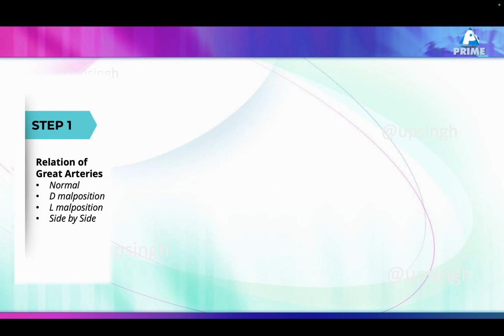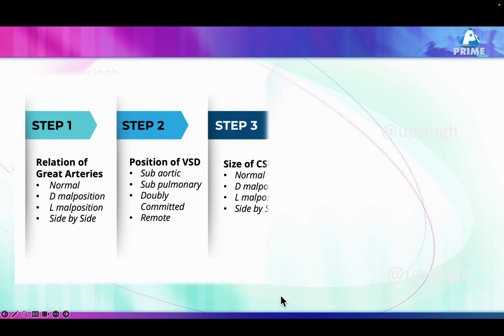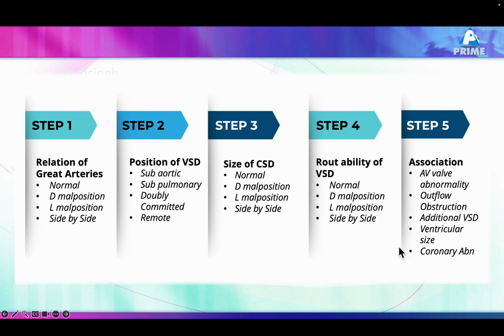So now to summarize, when you are looking at a DORV, what are the steps you should follow? One, look at the great artery relationship. Secondly, look at the place where the VSD is. Three, see what is the type of the DORV, and whether the ventricular septal defect is routable or not. Thirdly, see if there is any association like AV valve abnormality, ventricular dysfunction, or one ventricle is small, or coronary artery abnormalities, which can affect the surgical outcome.